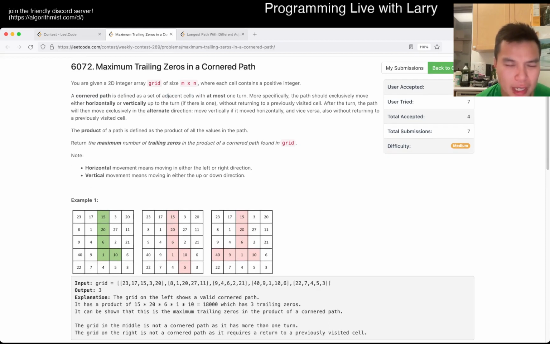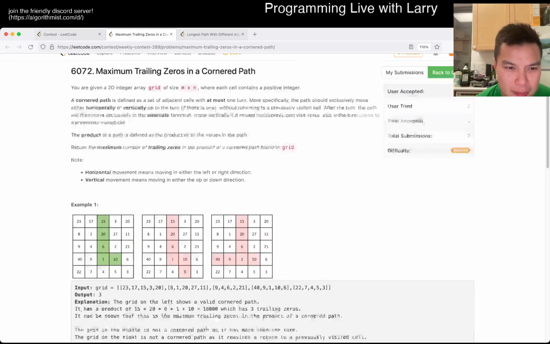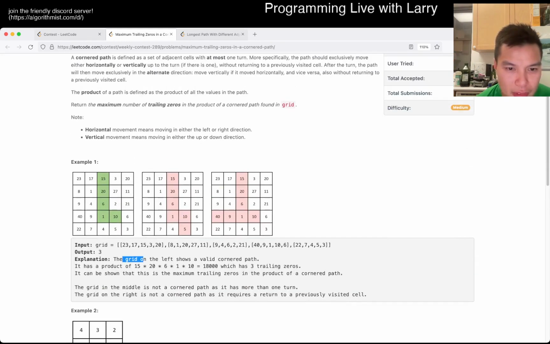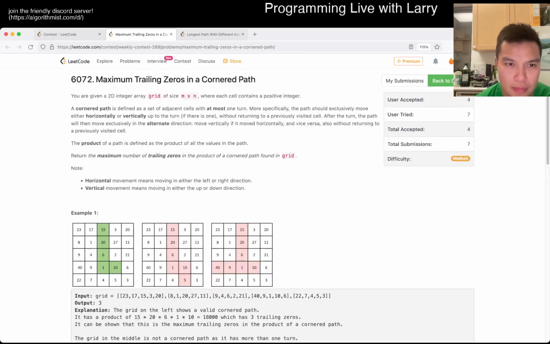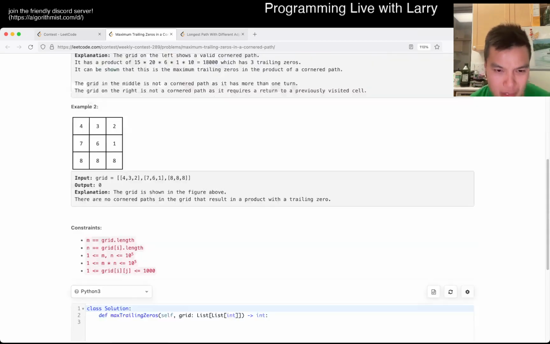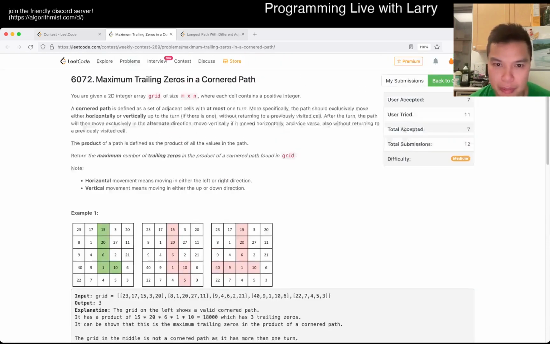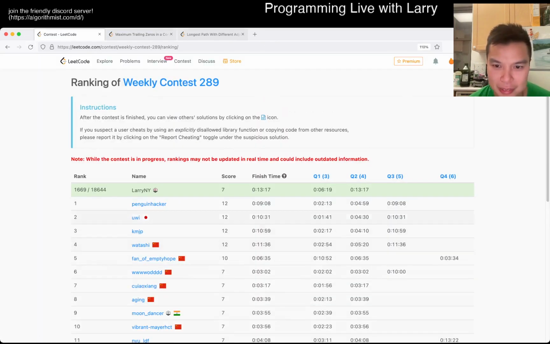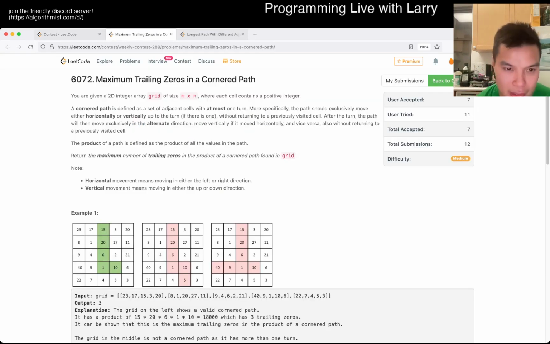What is a corner path? Okay, so these are not routed. That's why they were showing examples of not routed paths. There's more than one turn. So basically we want to go down and then left or right, and then, this is so awkward. What a weird problem. Am I doing okay? Yeah, I'm doing very slowly on this one.